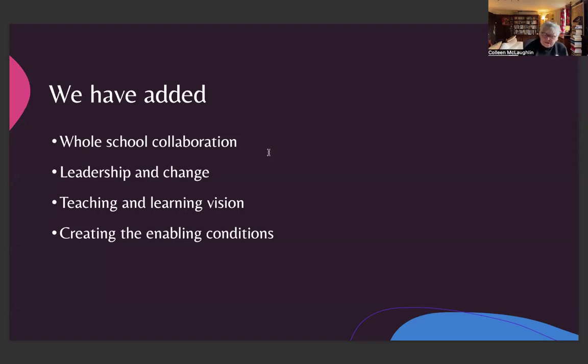We're trying to add that understanding in. We're trying to add in the idea that schools will develop a vision of what good teaching and learning is, and that will actually inform their work. And what I'm beginning to understand is probably the most important thing, is the last one, which is, how do we create the conditions in a school for teachers to be able to do this?